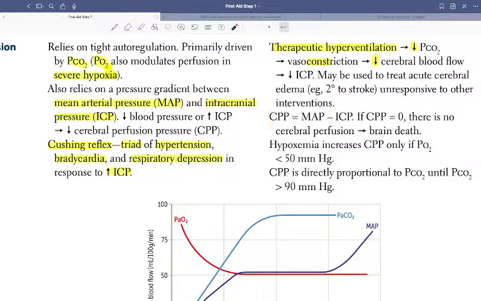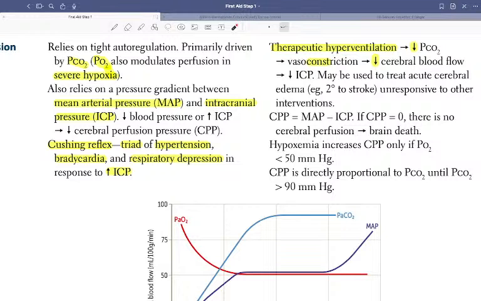Okay, so it may be used in treatment of acute cerebral edema secondary to stroke that is unresponsive to any other intervention. Okay, next, no cerebral perfusion, brain death. Next is hypoxemia increases CPP. Okay, next we spoke about PCO2. We spoke about PCO2 therapeutic ventilation, how it causes constriction and how it is decreasing the ICP, and because of it is increasing the cerebral perfusion pressure.